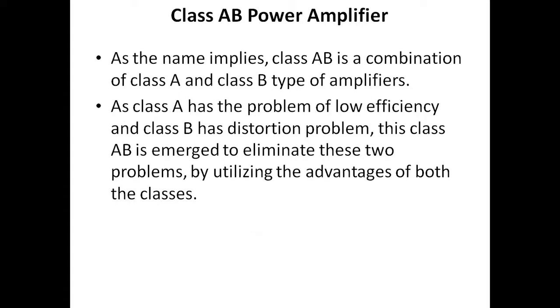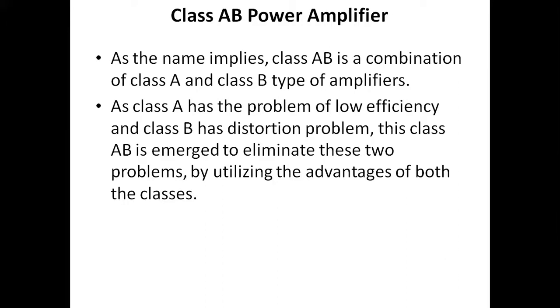Class AB power amplifier, as the name indicates, is a combination of class A and class B power amplifiers. We know in a class A amplifier the transistor conducts for the full cycle, and in a class B amplifier the transistor conducts for 180 degrees. Class A has the problem of lower efficiency, 25 to 50%. Class B has the problem of crossover distortion.